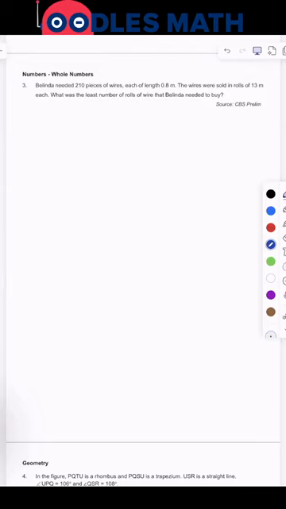Now, let's take a look at the question. Alright, so first we know that Belinda needed 210 pieces of wire, and each piece of wire is of length 0.8 meters. Okay, so this is the first clue that we have. And next, we know that the wires were sold in rows of 13 meters.